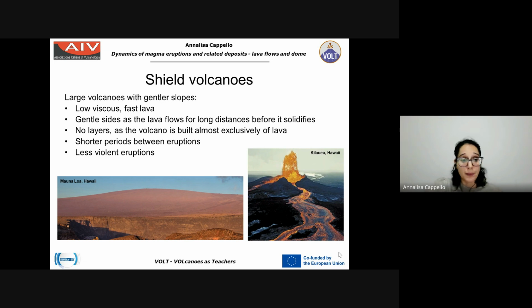They do not have a layered shape, as they are built almost exclusively of lava, and they are usually constructed by basaltic or andesitic lava flows, which are very fluid. And these are two examples in Hawaii, the Mauna Loa and the Kilauea in Hawaii.